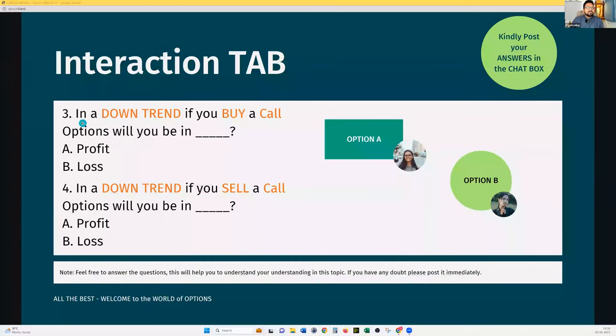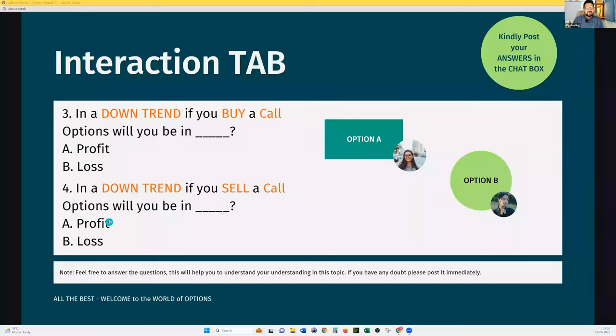Now we come to another question. In a downtrend, if you buy a call option, you will be in dash. See, the market is coming down, but you bought a call option at 150 rupees. Obviously, as the market comes down, the call option premium is also going to come down, so you're going to make a loss. Superb. In a downtrend, if you sell a call option, you will be in dash.